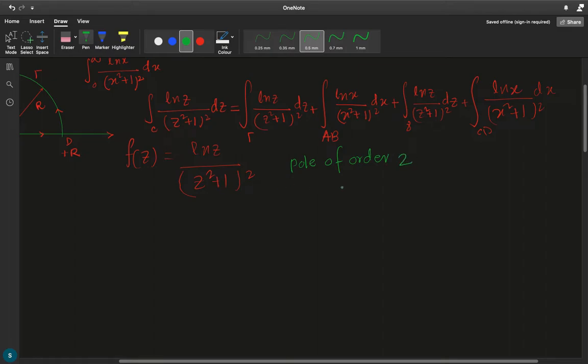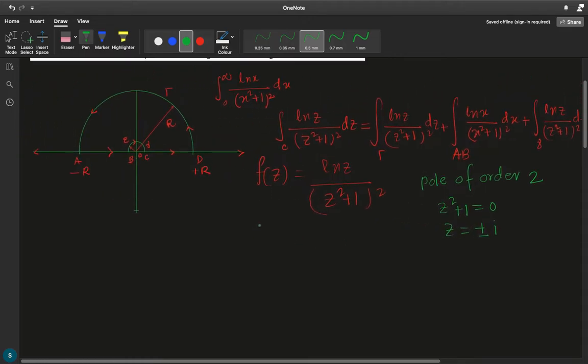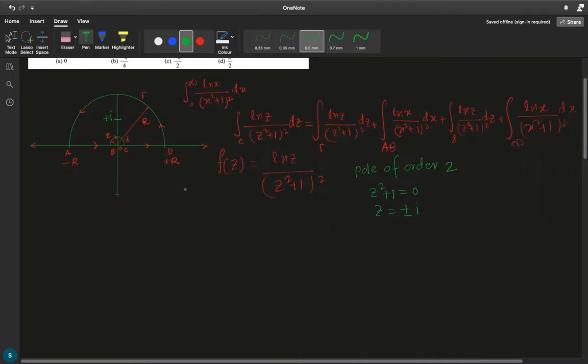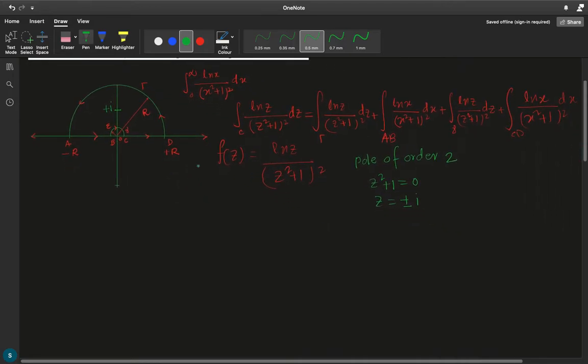So if this has a pole of order 2, and I want to find the singularity, then the singular point would be z square plus 1 equal to 0, or z equal to plus or minus i. Now from the contour, you can see from the diagram that plus i is lying inside the contour, but minus i is not lying inside the contour, so we should forget about minus i and only consider plus i to solve this integration.